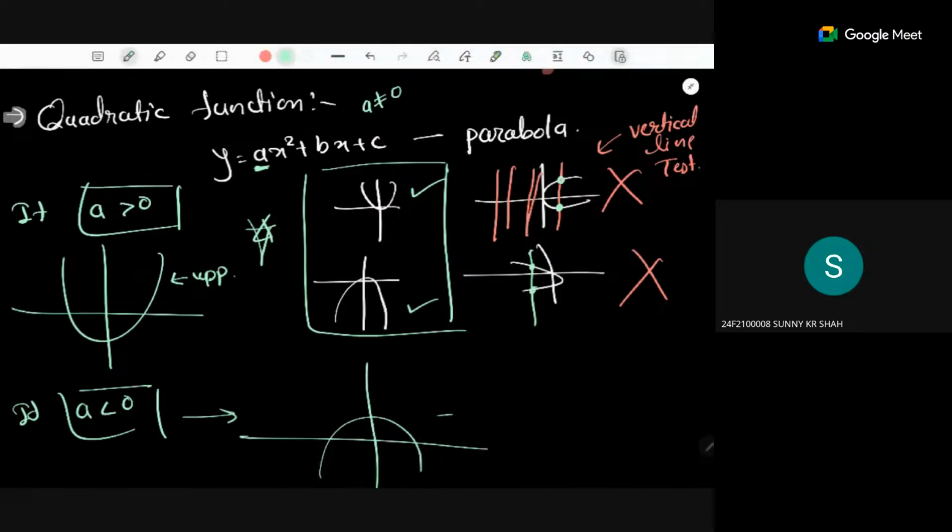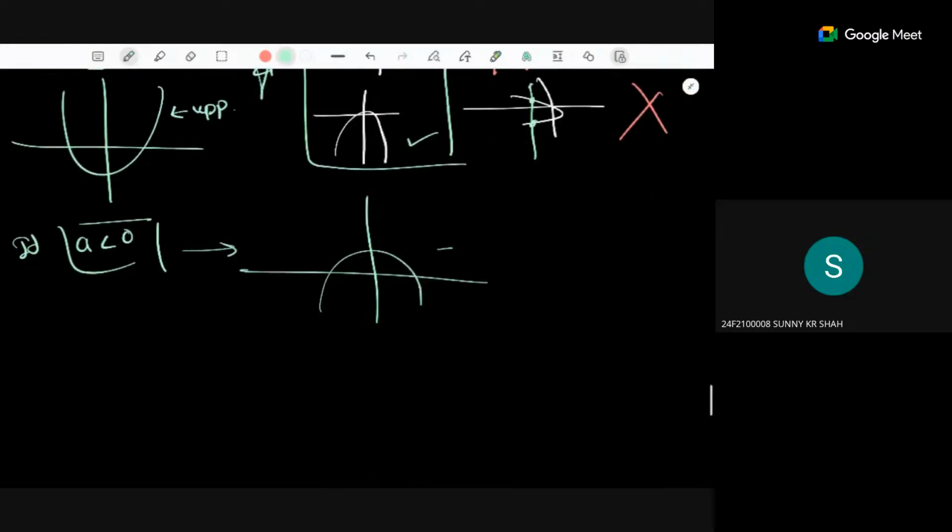So we can figure out which parabola we have just by looking at the sign of the x square term's coefficient. Now there are other things about a parabola, which are the vertex and axis of symmetry. So what is a vertex and axis of symmetry?